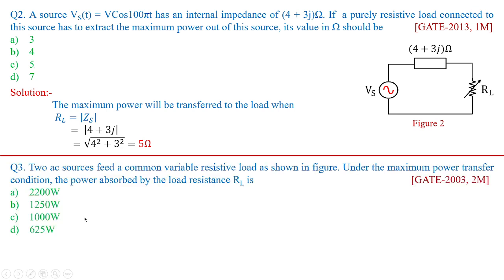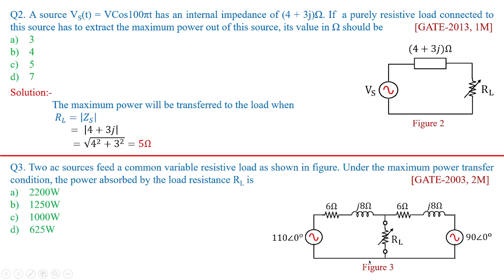In the next problem, you can see, which was asked in GATE 2003 for 2 marks. Figure 3 shows the figure where two AC sources feed a common variable resistive load. Again, here also the resistor is variable. Under maximum power transfer condition, the power absorbed by the load resistance RL is. So you need to obtain the Thevenin's equivalent model connected to the load resistance, and then you can calculate the value of RL. After calculating the RL, you can easily obtain the power value.